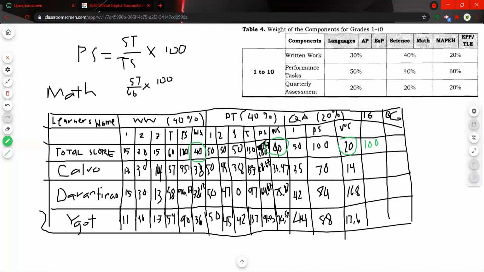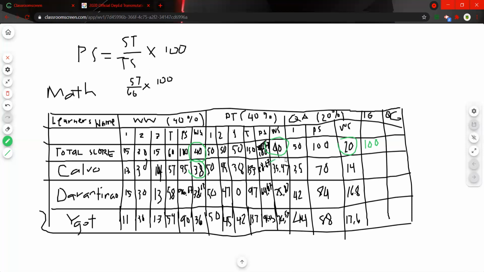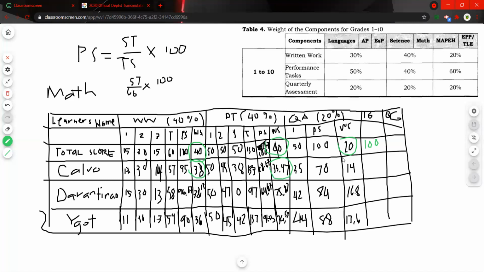For Calvo, the weighted score for written work is 38, plus the weighted score for performance task, which is 35.47, and for the quarterly assessment, that is 14. 38 plus 35.47 plus 14 is equal to 87.47. For Darantino, that is 38.67 plus 25.87 plus 16.8.